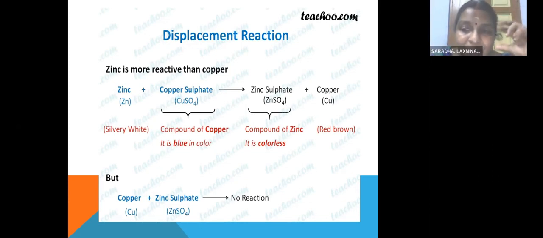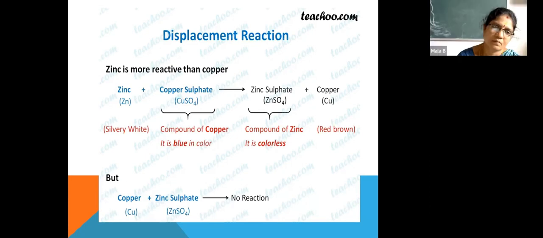You can even give this as a small equation and ask the child which metal is displacing which metal. Name the metal which is displacing the other metal. He will say zinc is displacing copper, looking at the equation. So zinc is more reactive than copper, right? The color also changes. The copper sulfate, which was blue in color, turns into a colorless solution, and copper gets deposited as a red brown color. So this is an example of a displacement reaction. Now, the other way, when copper is allowed to displace zinc sulfate, will there be a displacement reaction?